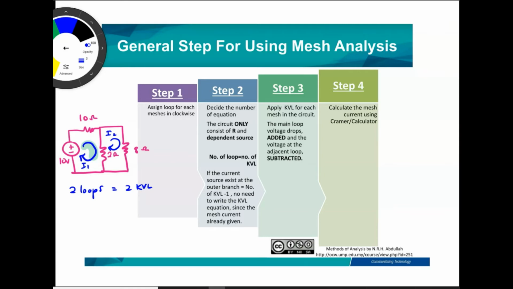So, if the current source exists at the outer branch, there is no need to do the KVL since the mesh current is already given. The objective for the mesh is you want to find the looping current. Yeah.